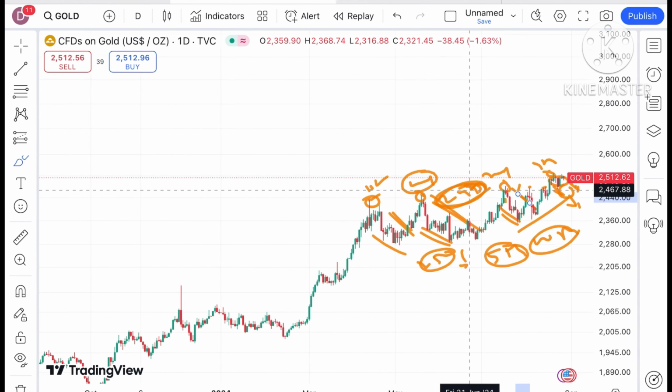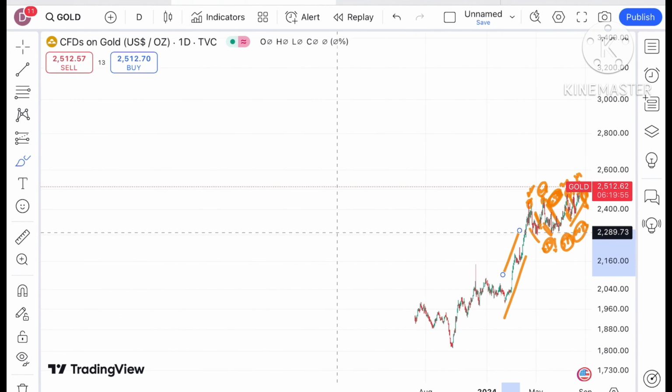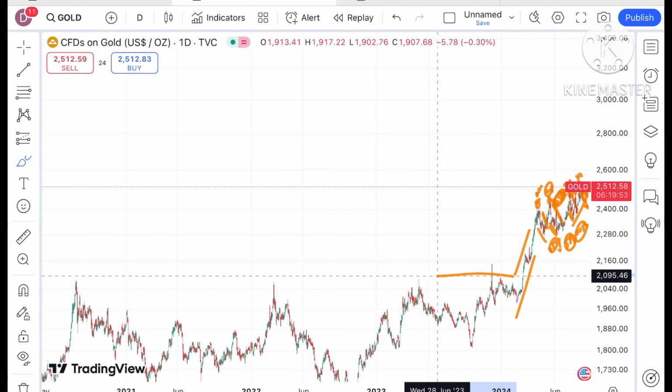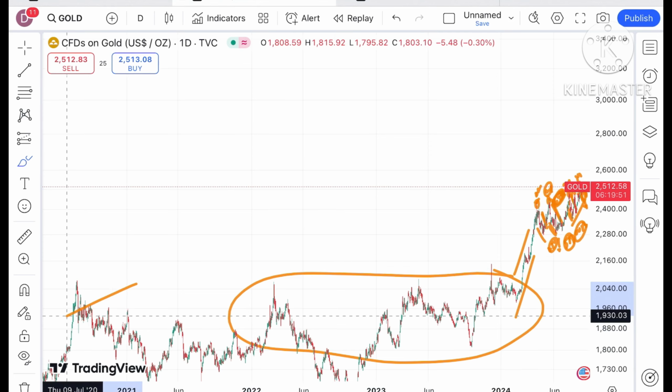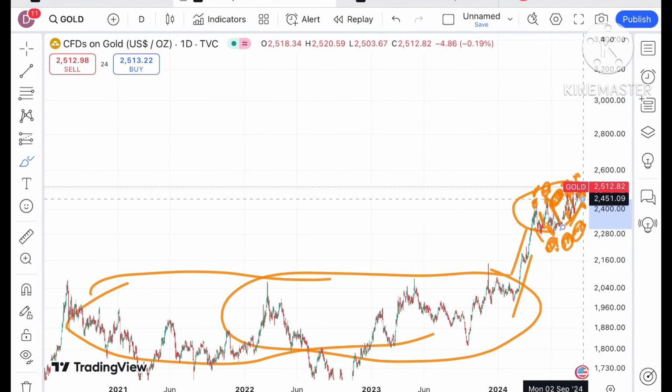Coming back to gold, if you look at this trend, whenever it moves out of a zone, we have seen it spend a good amount of time. Look at this particular chart. This is the time we have seen the price of gold move. Now it is moving in this zone.